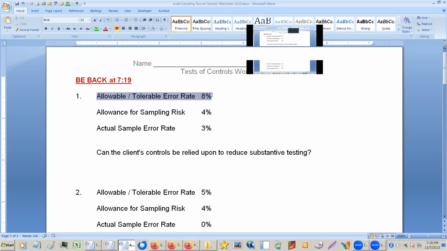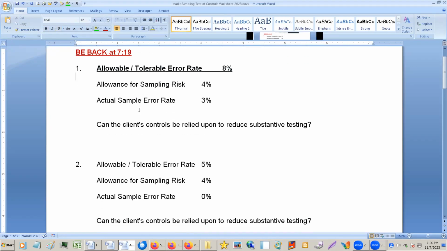And so let's go to the first one. There's an allowable, tolerable error rate. So this is what the auditors will accept. And we do our test, and we find the actual error rate. But we also have this allowance for sampling risk.